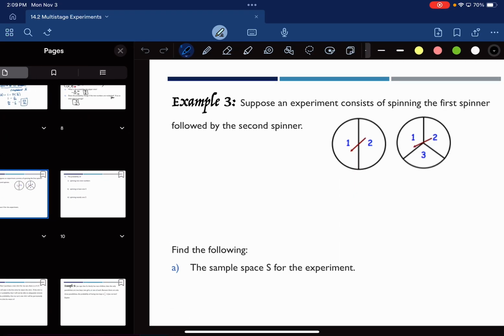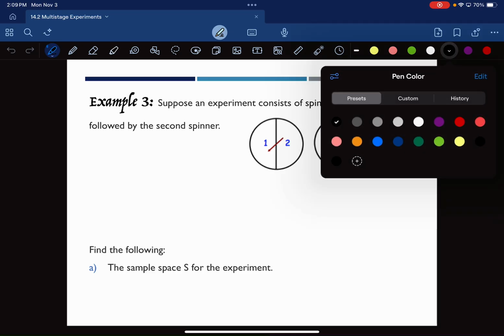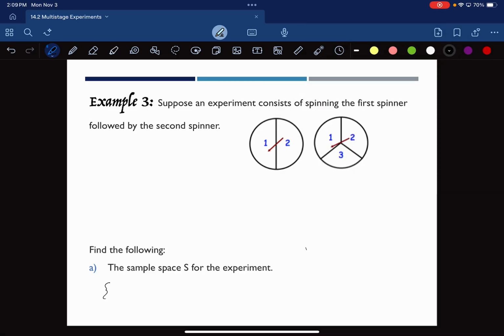Looks like this, example 3. It says, suppose an experiment consists of spinning the first spinner followed by the second spinner. So on part A, we're going to list the sample space. So Kylie, this is kind of like the one you asked before, but with a multi-stage experiment. So for a sample space, we're looking at curly braces because we are looking at a set. Okay, so we're going to do our curly braces.